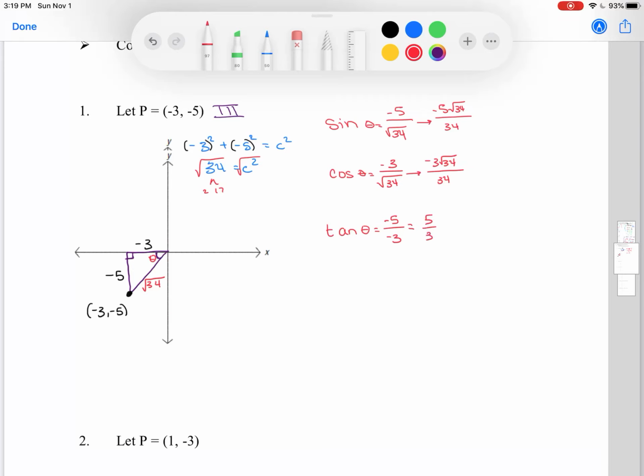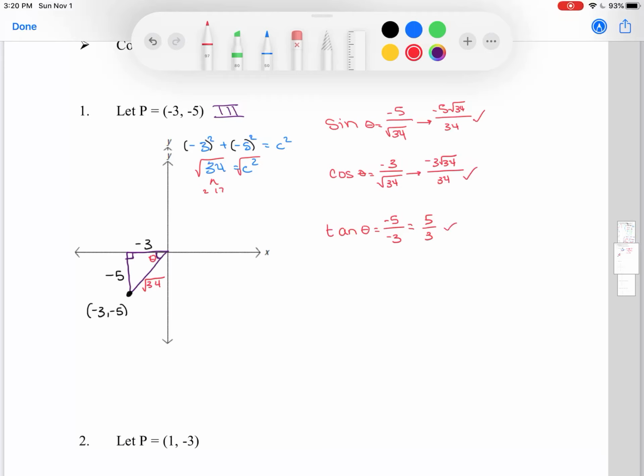And last but not least, our tangent is going to be opposite over adjacent. And of course, we remember that in the third quadrant, our tangent has to be positive. So we're going to just rewrite that as a positive 5 over 3.